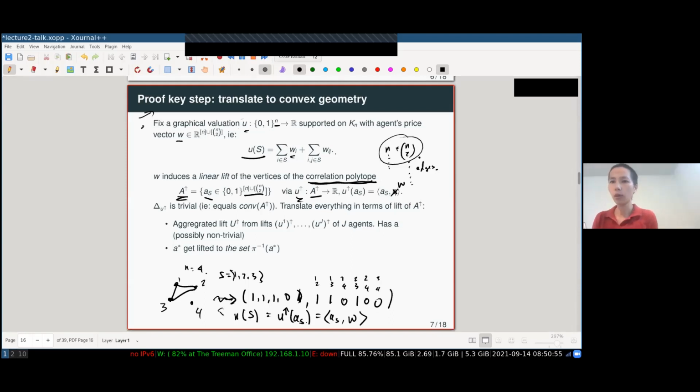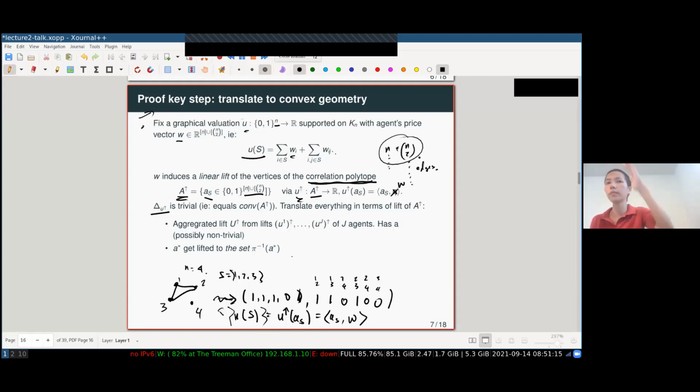So downstairs is a potentially very complicated subdivision of the cube. That's because I just did the projection. Upstairs, I just have a set of points, and I lift it up linearly. So the regular subdivision of the guy upstairs is just trivial, right? It's just the correlation polytope itself.